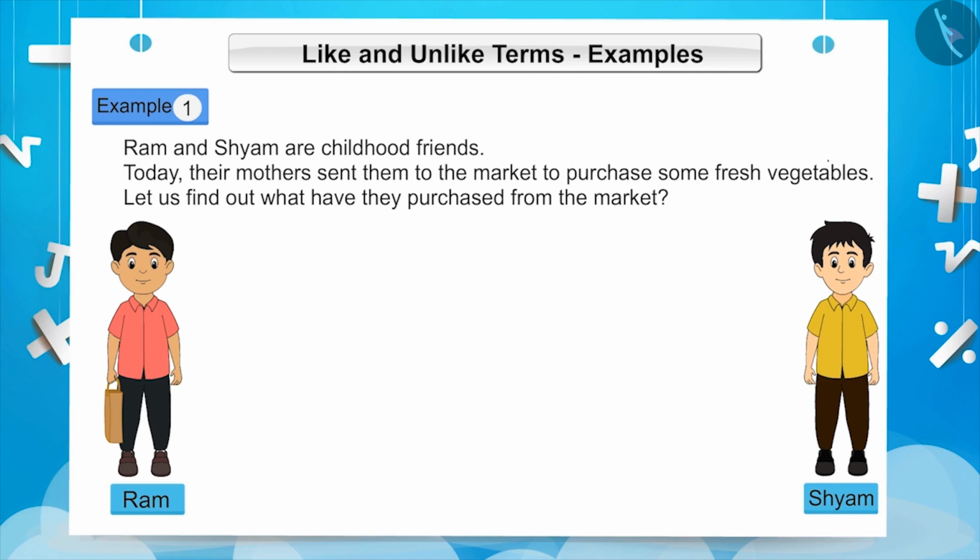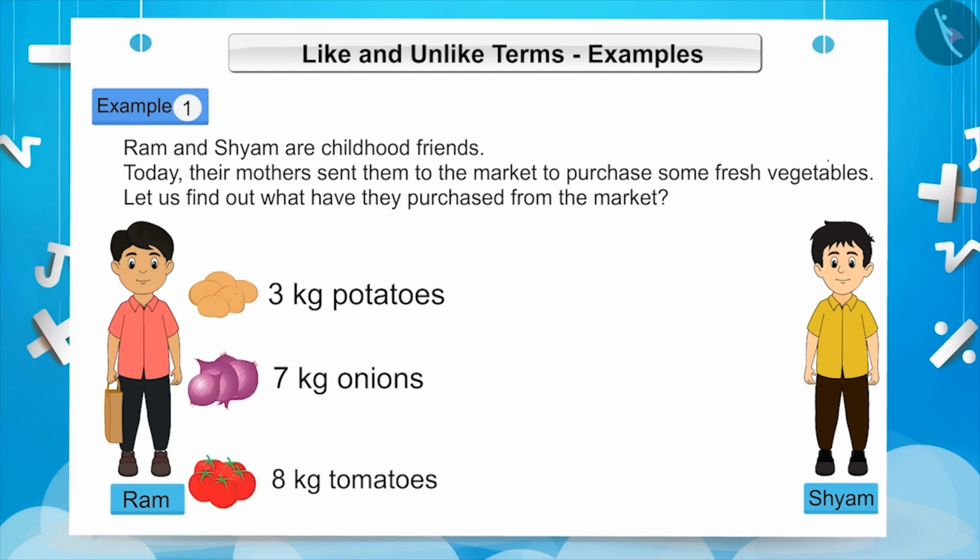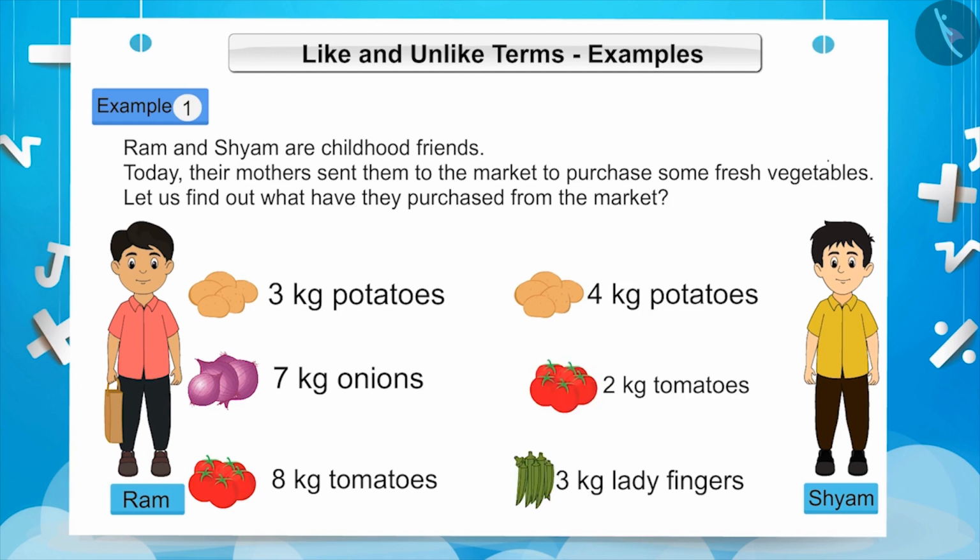Ram bought 3 kg potatoes, 7 kg onions, 8 kg tomatoes, and Shyam purchased 4 kg potatoes, 2 kg tomatoes, and 3 kg lady's finger from the market. "Oh no, Ram, I forgot to bring a bag with me. There are so many articles. Where do I keep them?" said Shyam in a worried tone to Ram. Ram replied, "You can keep your vegetables in my bag."